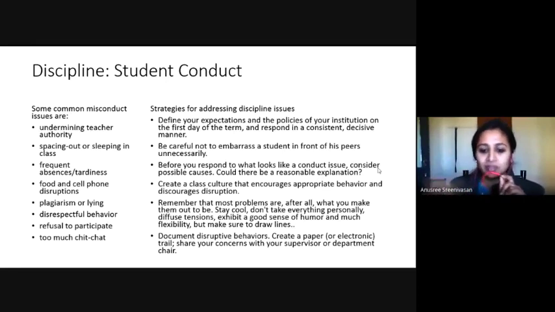And then exhibit a good sense of humor. So even if a student does some misconduct, try to turn it into a humorous moment, and try to laugh it off if it isn't that serious.